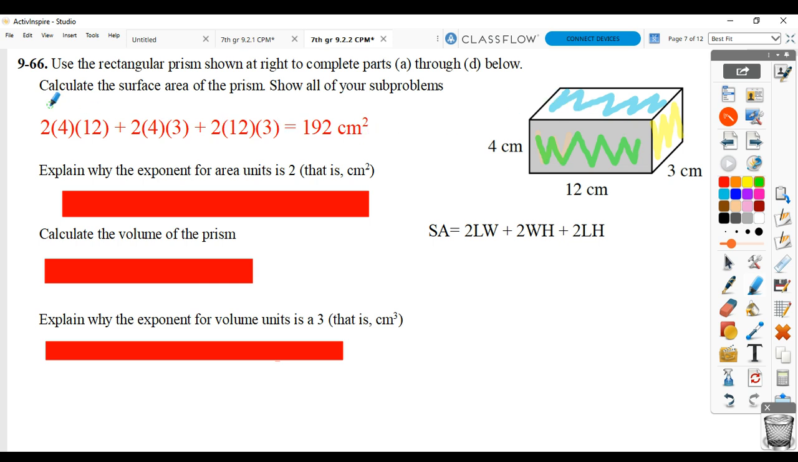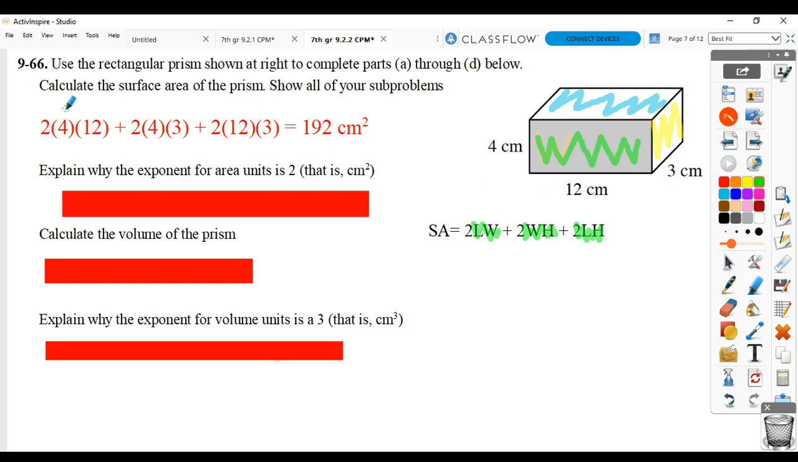So in this particular case, what I meant by the fact that the order doesn't matter is that you can add these in any order. In other words, the order that I have them in here would not necessarily be the same as what you have. So what I did was 2 times 4 times 12, and that would actually be my front and back. So that would be my length and height first, and that's fine. And then 2 times 4 times 3, well, 4 times 3 would be my width and height, my sides, and again doubling. And then 2 times 12 times 3, that would be my top and bottom.